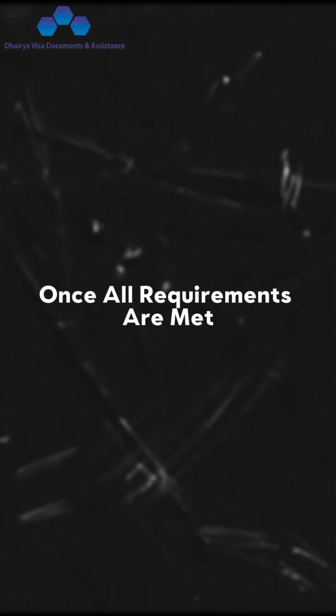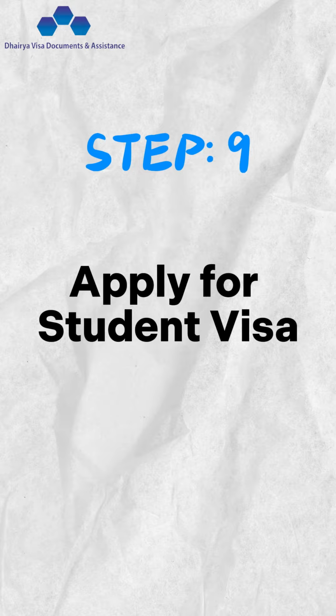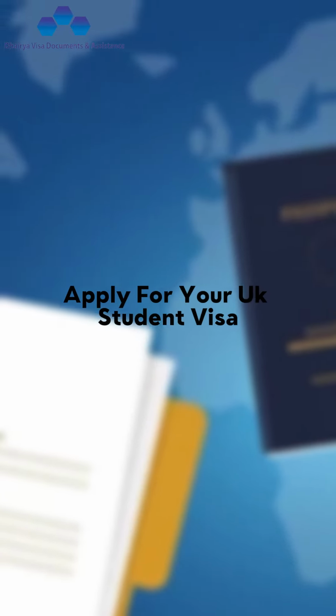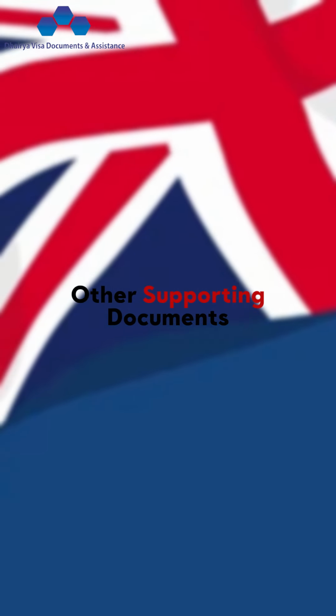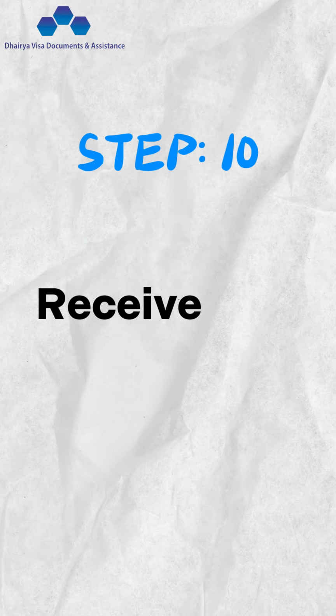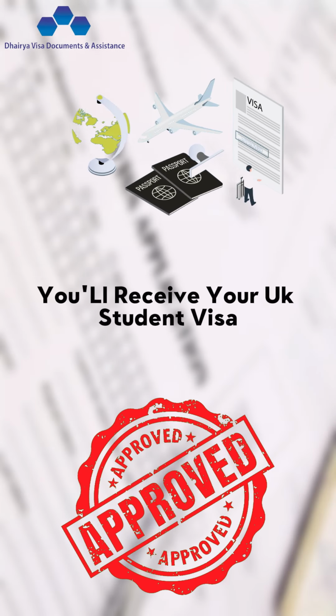Once all requirements are met, you'll receive your CAS, an essential document for your visa application. Apply for your UK student visa using your CAS and other supporting documents. After a successful application, you'll receive your UK student visa.